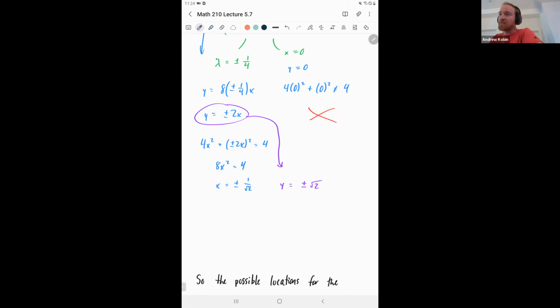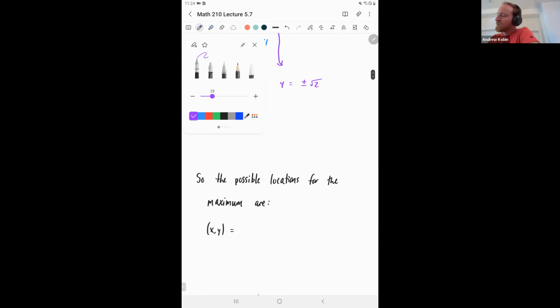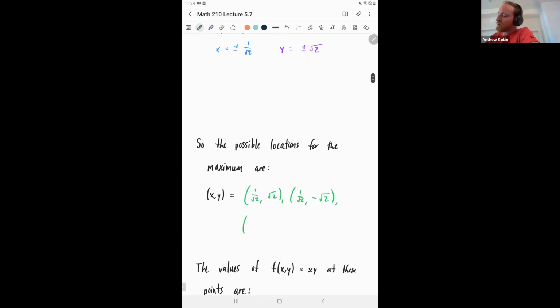So this gives us a list of all of the possible x and y coordinates, and then we're going to need to go test those. So just to write these things down, the possible locations for the maximum of this function, which are also the possible locations for the minimum, are the following points. The x coordinate can be positive 1 over root 2, and the y coordinate can be positive or negative square root of 2. And also the x coordinate can be negative 1 over root 2, and the y coordinate can be positive or negative root 2. So this is a list of possible locations.